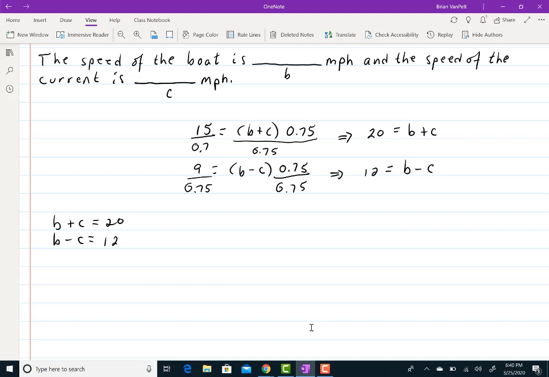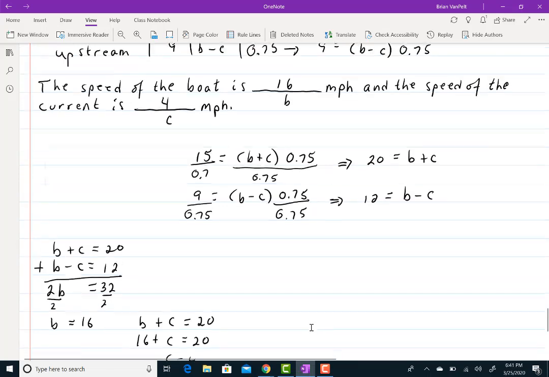To me it seems really simple to add them together. You get 2B is equal to 32. Divide by 2, and you get B is equal to 16. Then, I'm going to put that 16 in one of the first equations, probably the first equation. So B plus C is equal to 20. If I replace B with 16, I'll get C is equal to 4.